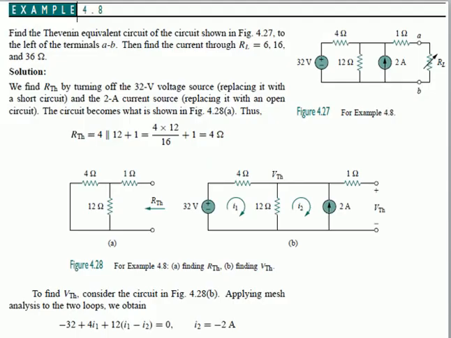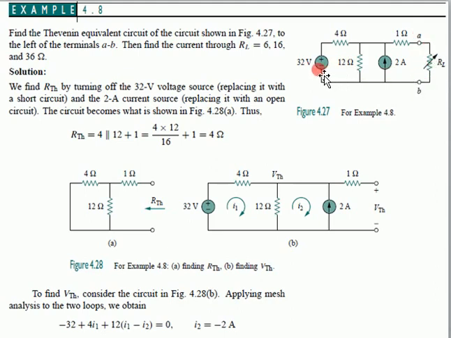So let's see an example of this. In this example, we have to find the Thevenin equivalent circuit, and after that find the current through the load resistor RL having the values of 6 ohm, 16 ohm and 36 ohm. First of all, we will have to find the Thevenin equivalent circuit. In order to do that, first of all we have to find the R Thevenin. So firstly we will remove this load resistor from here.